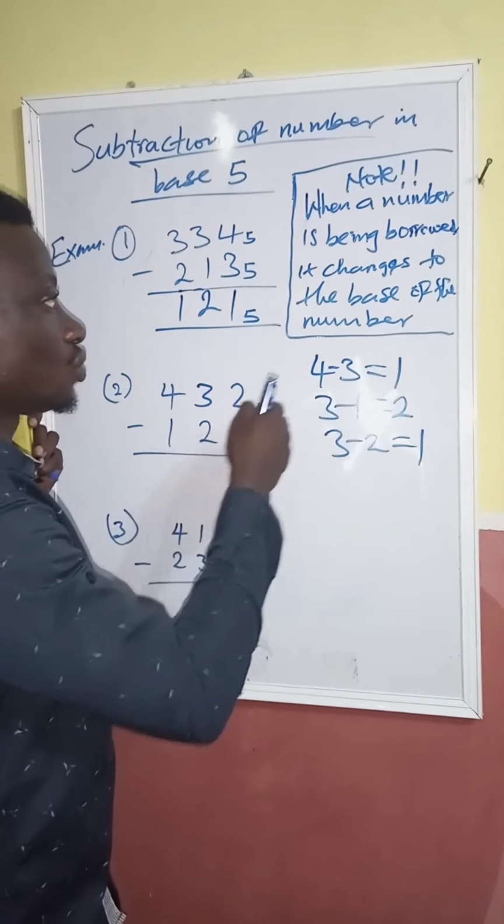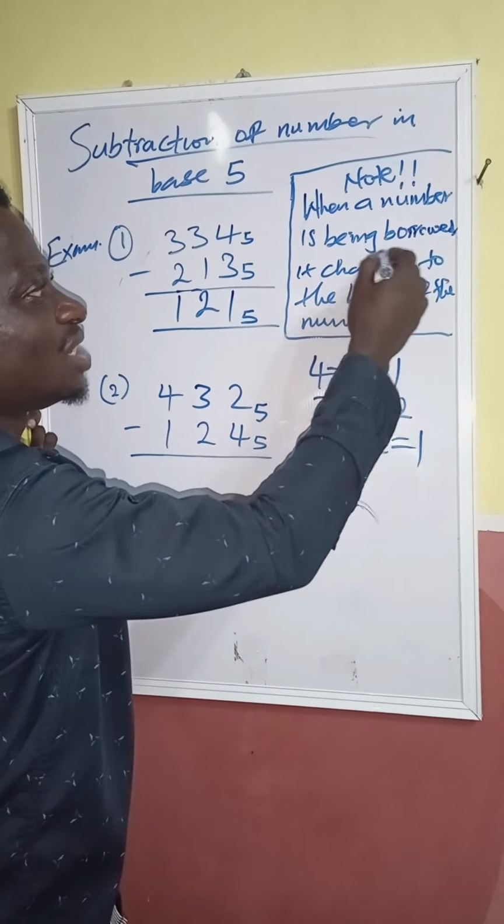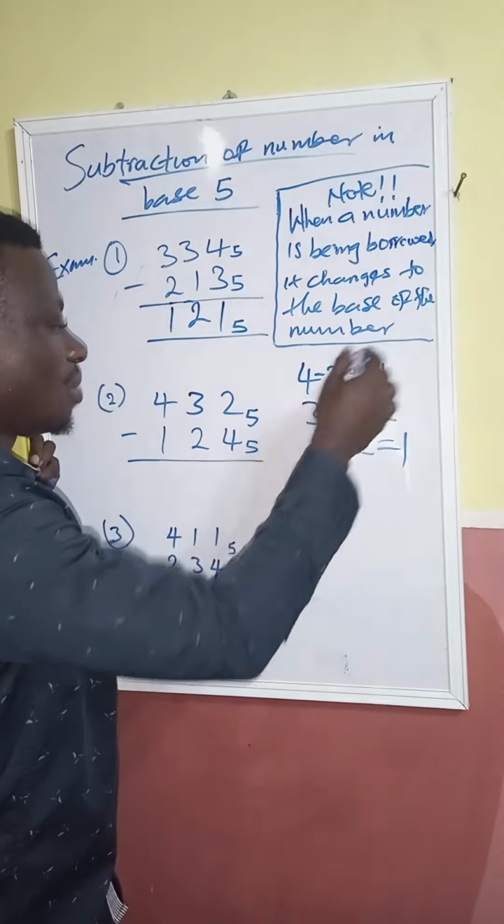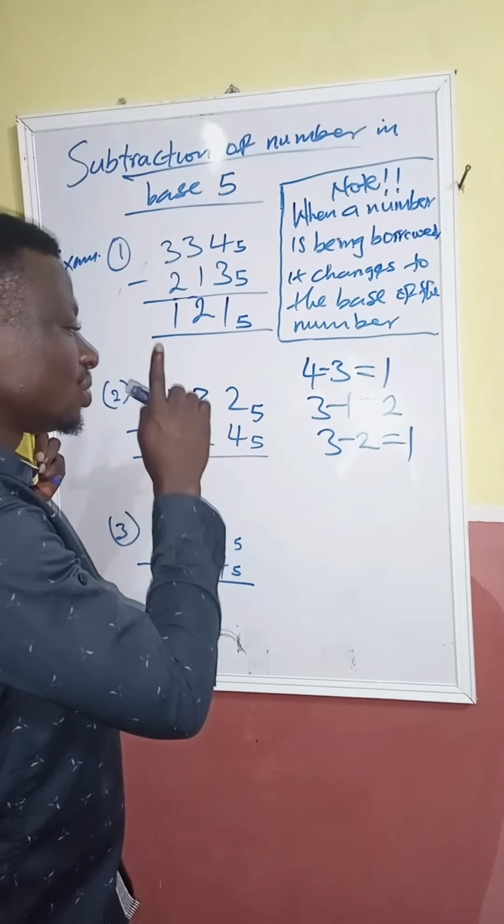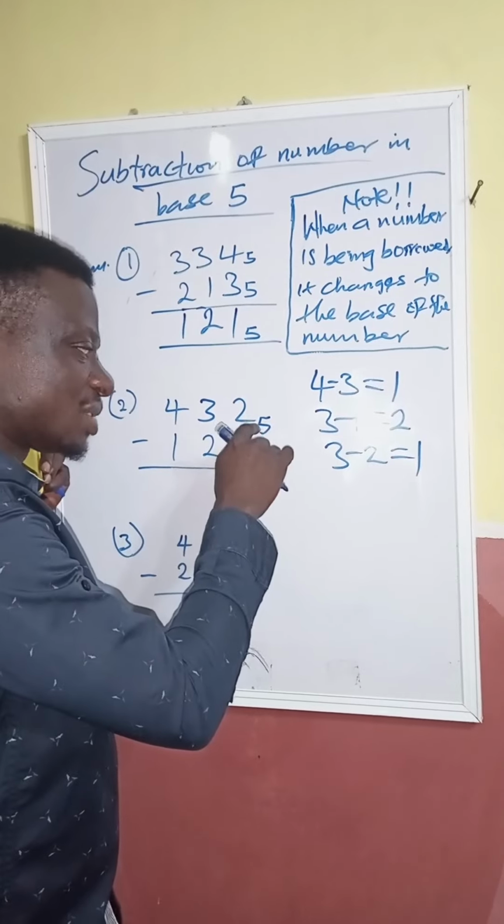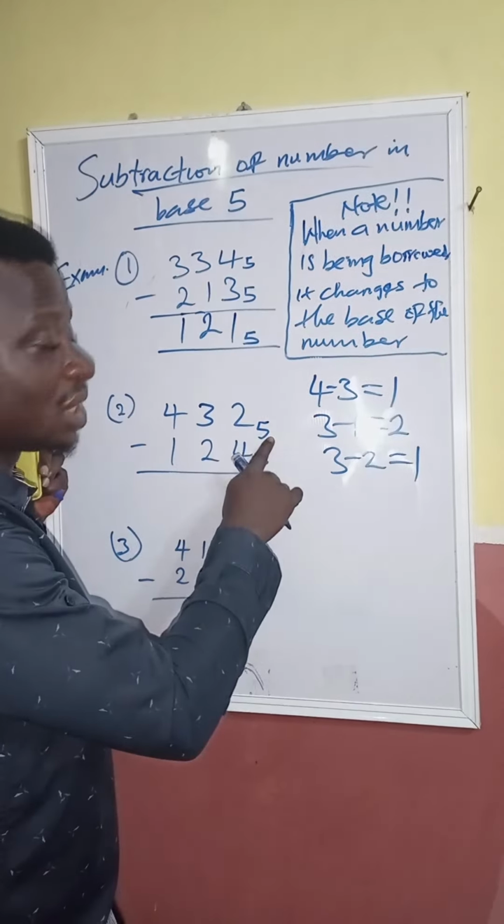That means in this question 2, we are making use of this notification that says when a number is being borrowed, it changes to the base of the number. That is, anywhere we borrow here, we are going to change it to the base of this number. And what's the base of the number? We have 5 here.